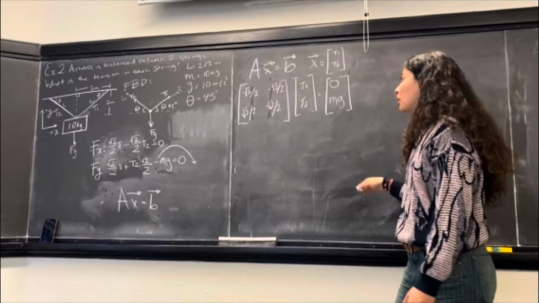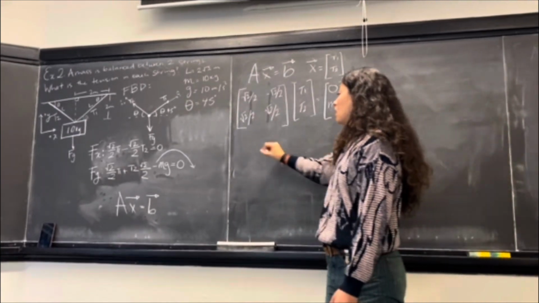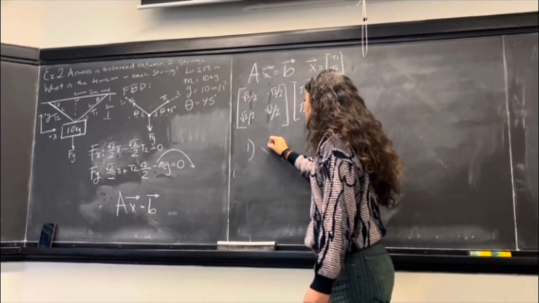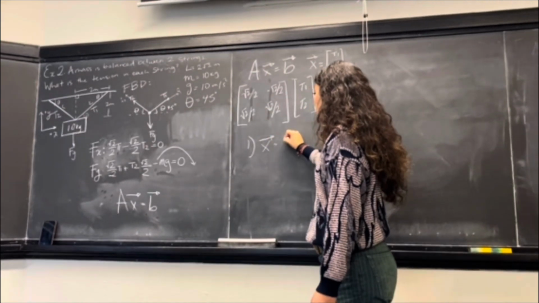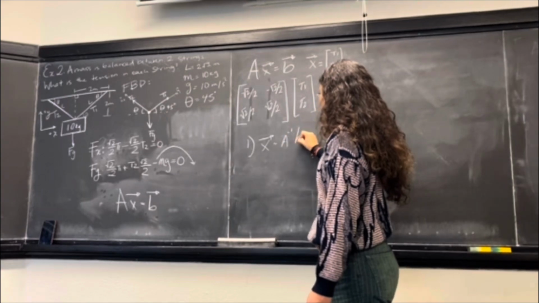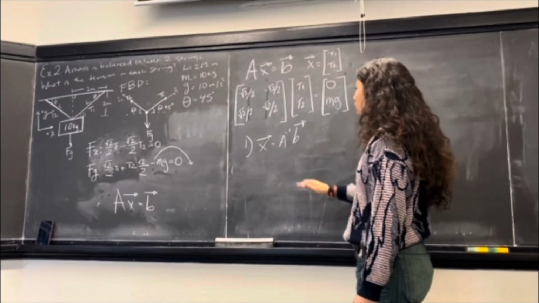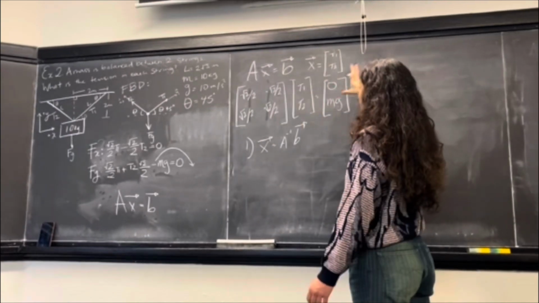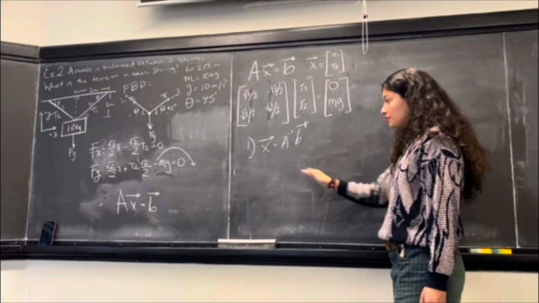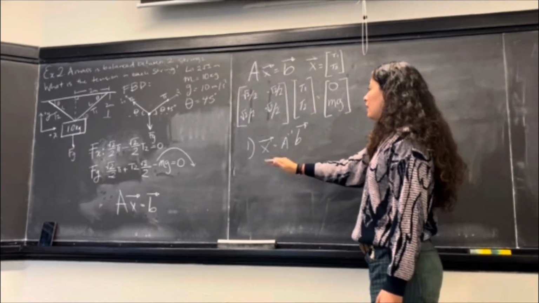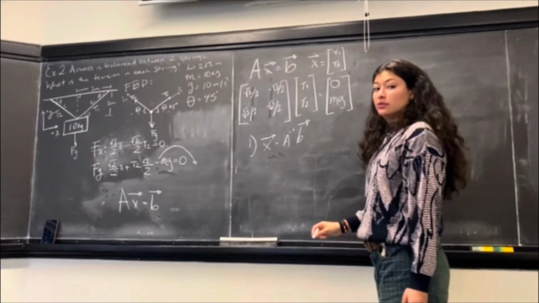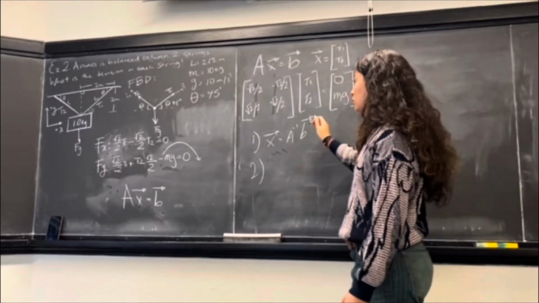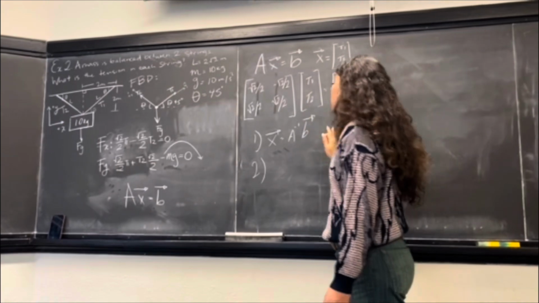So from here, there's a couple different ways you can solve this. Your first option is to solve for x using inverses. So you can solve for the inverse of A and then multiply that by b, which in this case, this is our b, to then get our values for T1 and T2. You can also just RREF and then solve the system.